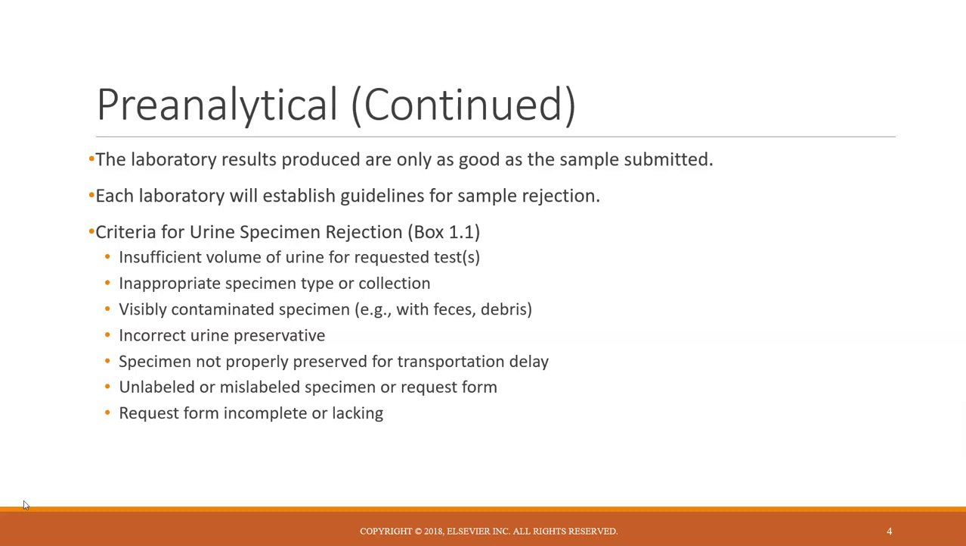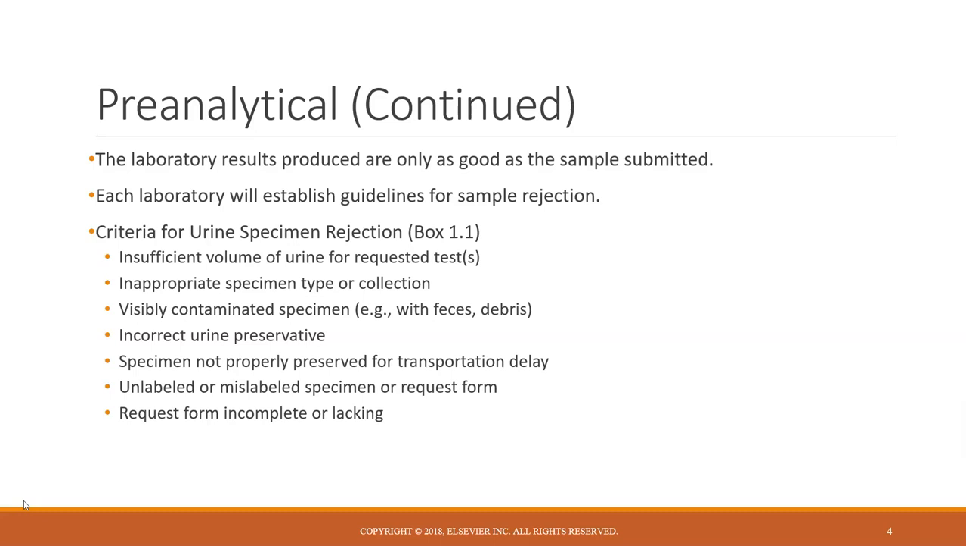Visibly contaminated specimens. In the urinalysis department, we need them to be free of fecal matter, toilet paper, any other types of debris that would indicate a contaminated sample. Incorrect urine preservative. We have what's called a 24-hour urine test, and certain tests require certain preservatives. So if you hand out the container with the wrong type of preservative, then the testing cannot be done.